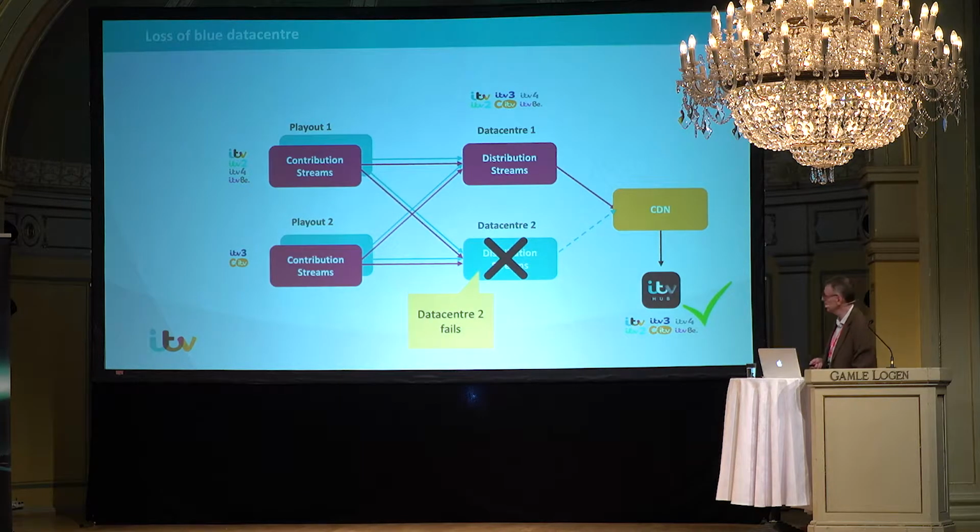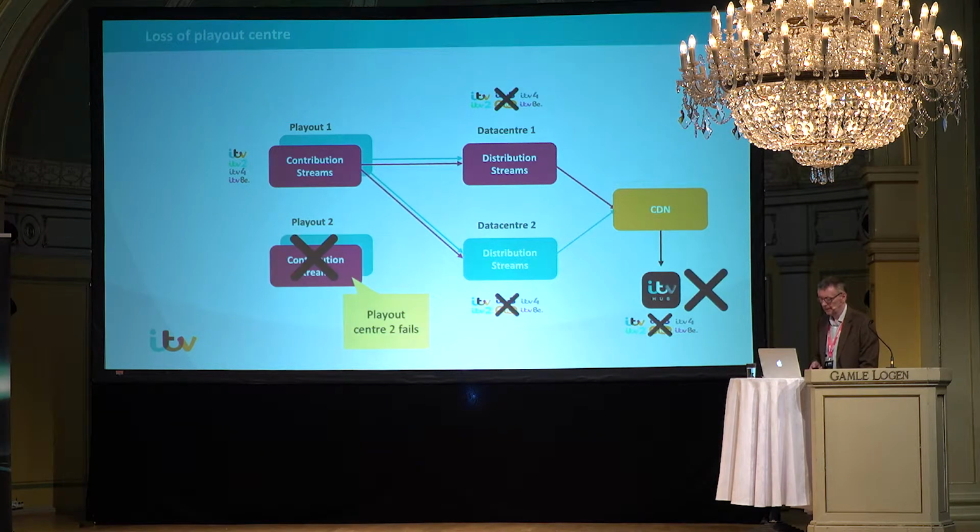So if data center 2 fails, then that's not an issue either, because the mesh network, the red data center, just takes the traffic. But if playout center 2 fails in this instance, then you've knocked a hole in your streams. So all the way to the hub, you've lost those 2 channels from that playout center. So obviously that's not a good place to be.